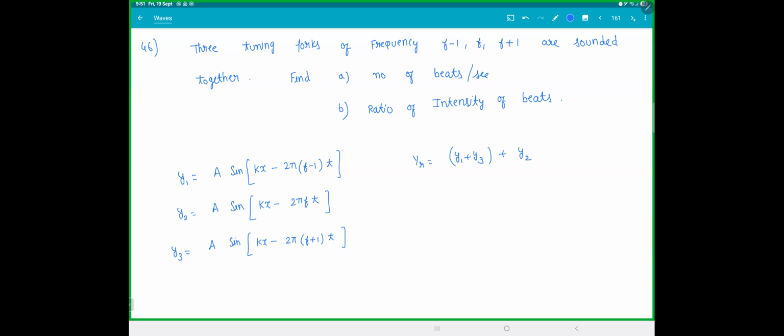Isn't that what we did when we did the beats thing? We took the two equations and we added them. There we took omega 1, omega 2. Here we're taking f1, f2, f3. Remember, to use phasors, what should be the same? They should have the same frequency. Phase angle can be different. You cannot use phasors if omega is not the same.